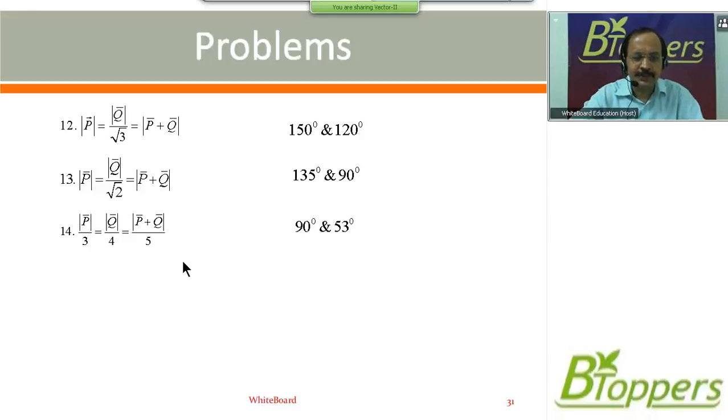Look at the answers here. 90 degrees and 53 degrees. It means the angle between P bar and Q bar is 90 degrees. The angle between P bar and resultant of P bar and Q bar is 53 degrees.